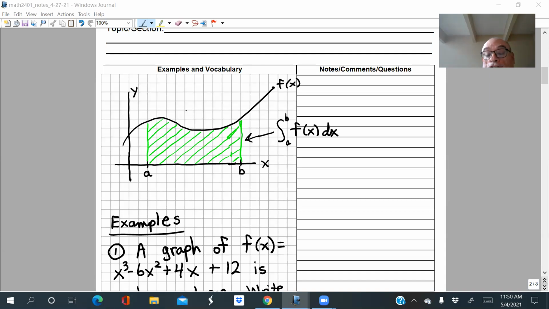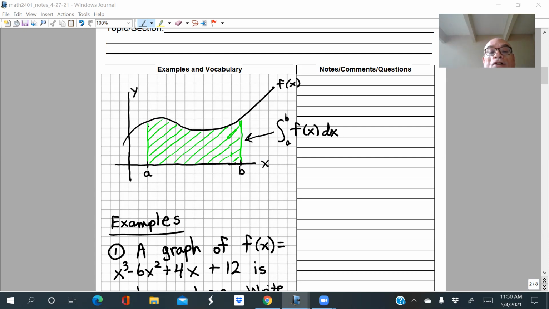In this case, the region just happens to be this particular region below this curve down to the x-axis between these two values on the x-axis, x equals a and x equals b. So that's our goal, to try to calculate that area.